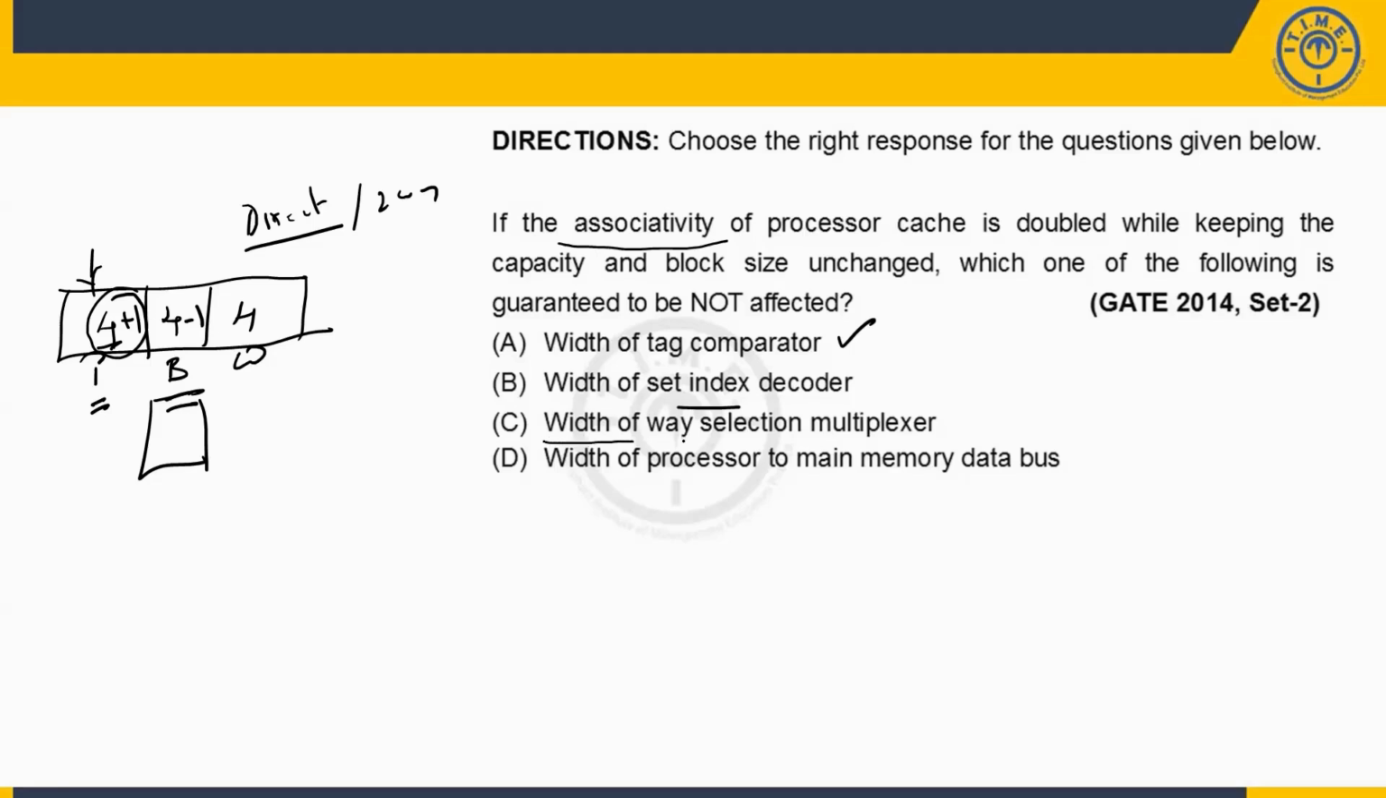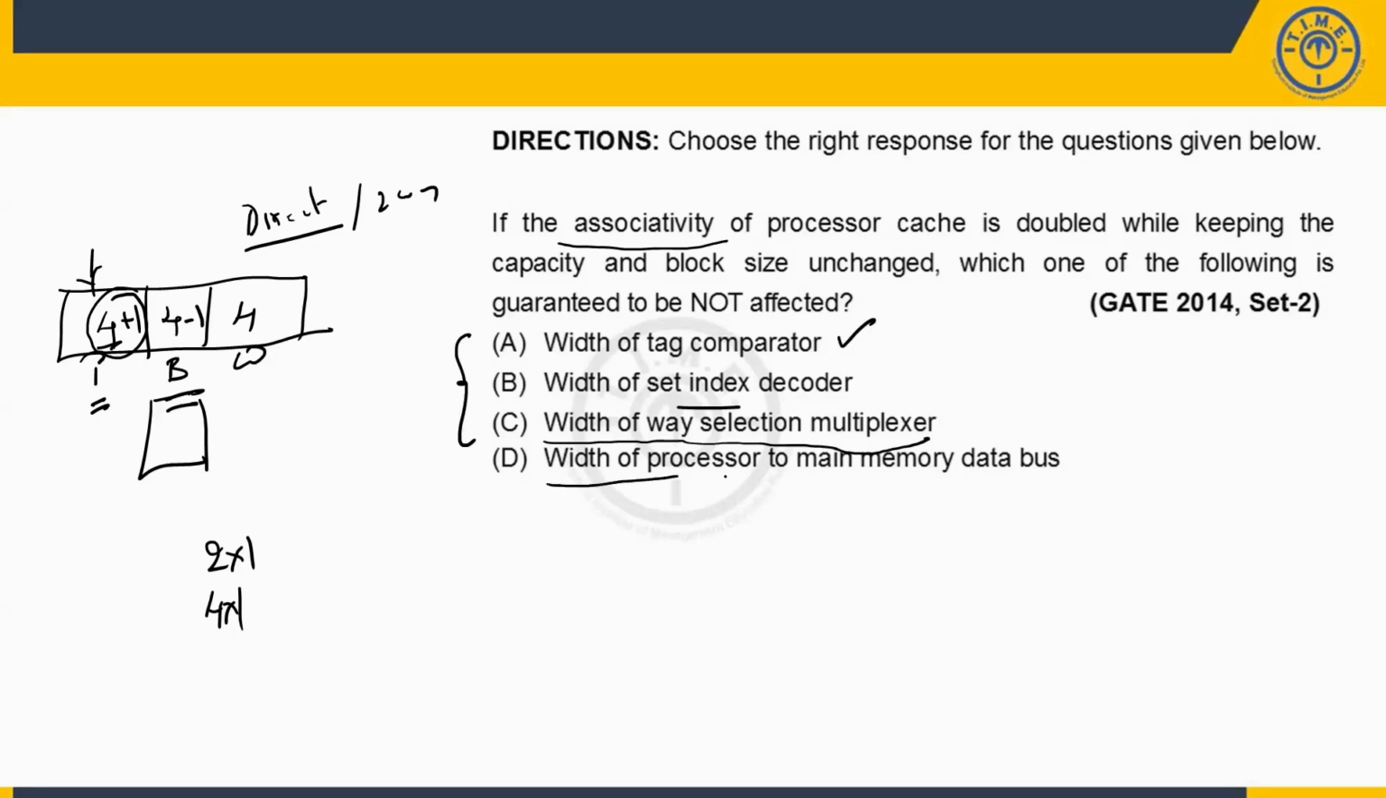Way selection multiplexer. Yes, we do require a multiplexer. For a direct map cache, we don't require a multiplexer. For a two-way set associative mapped cache, we require 2 into 1 multiplexer. For a four-way set associative cache, we require 4 into 1 multiplexer. Okay, obviously these three will get affected.